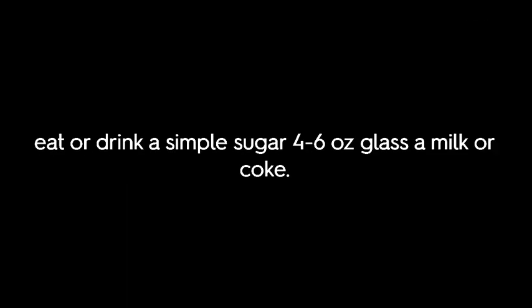What are the signs and symptoms of hypoglycemia? Increased pulse, confusion, headache, nervous, nausea, cool and clammy skin, shaking. What to do when hypoglycemia occurs? Eat or drink a simple sugar: a 4 to 6 ounce glass of milk or Coke.